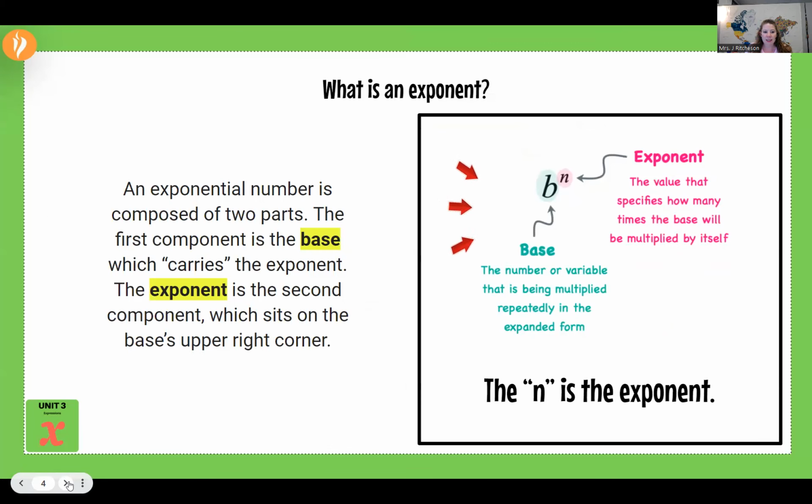All right, so like I said, an exponential number is composed of two parts. The first component is the base, which carries the exponent. The exponent is the second component, which sits on the base's upper right-hand corner.